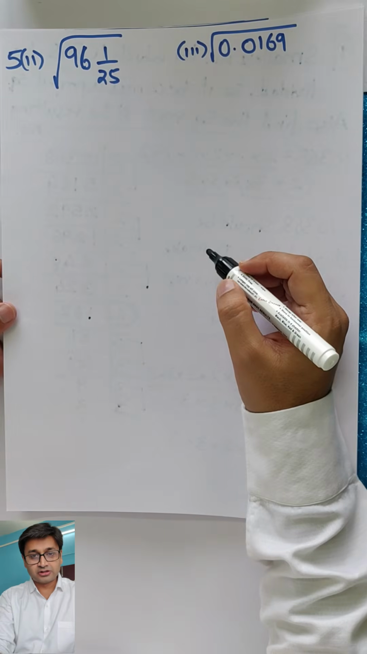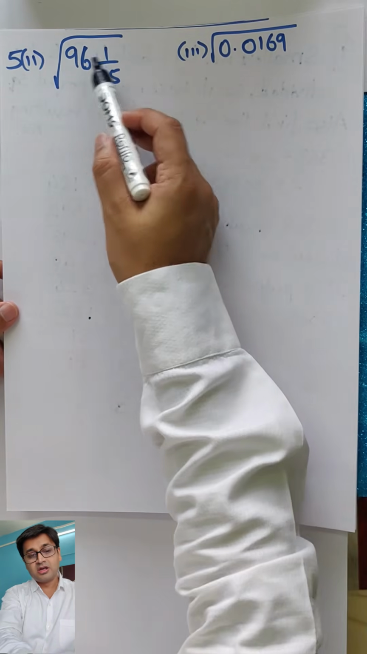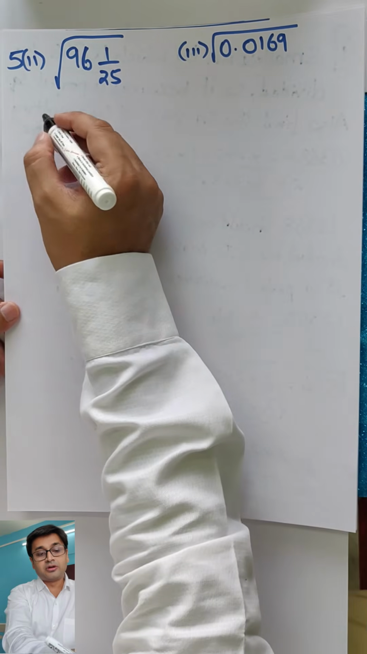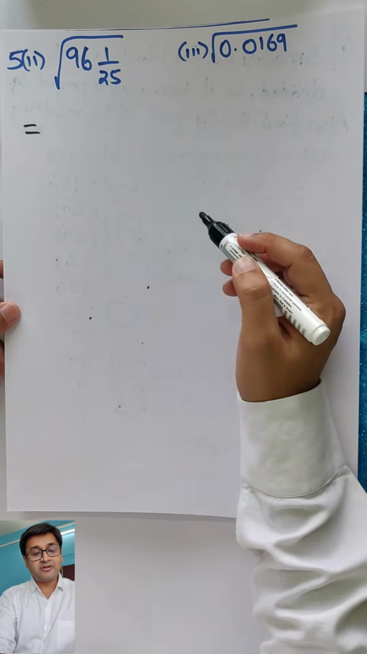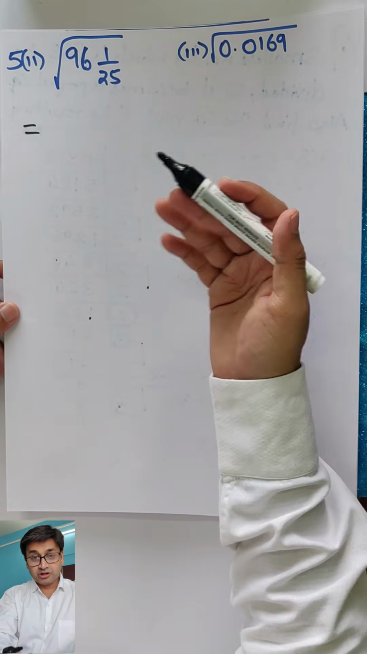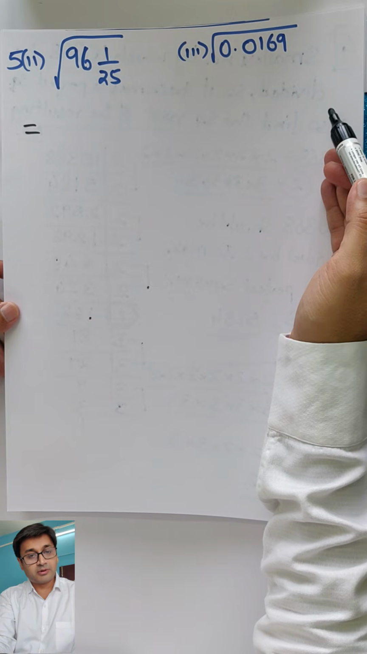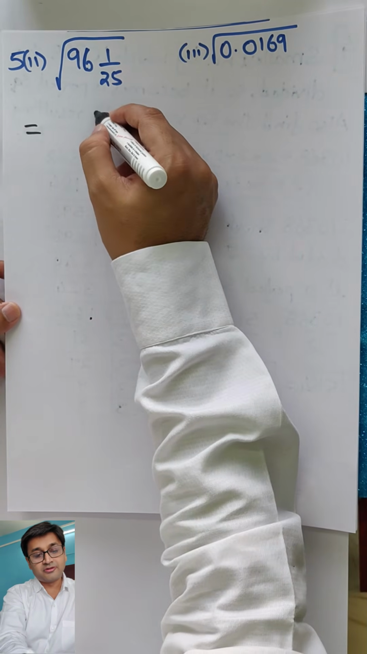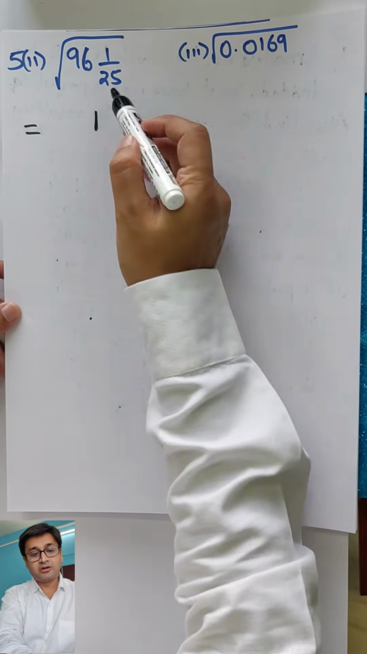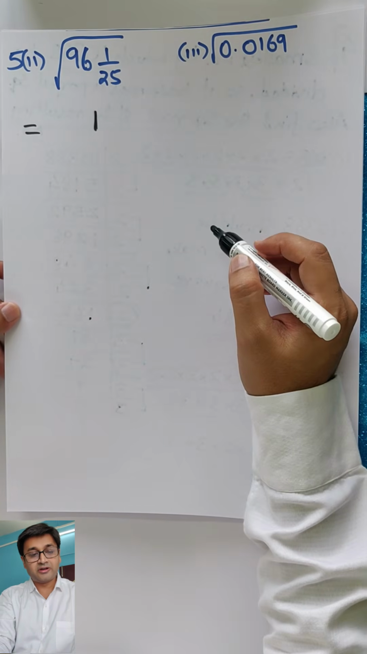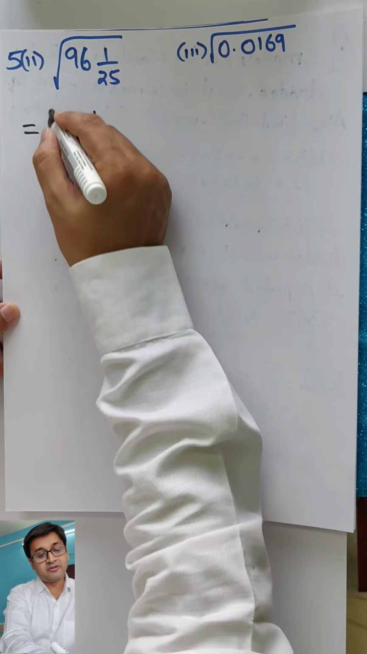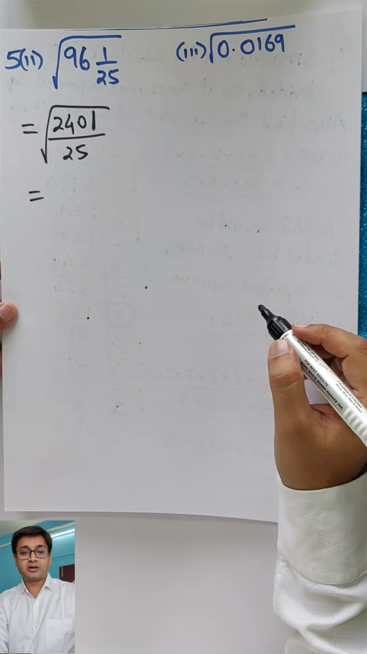Question 5 part 2. Pause your video on your own. It's a mixed fraction; convert it into a normal fraction, and after that we'll look into the square root. So 25 into 6, I'm doing it mentally. You can go into the corner, multiply and then come back. 25 sixes are 150 plus 1, so 151. So 15 is carried over. 25 nines are 225 plus 15, 240. So the square root of 2401 by 25. This is what we are trying to look at.